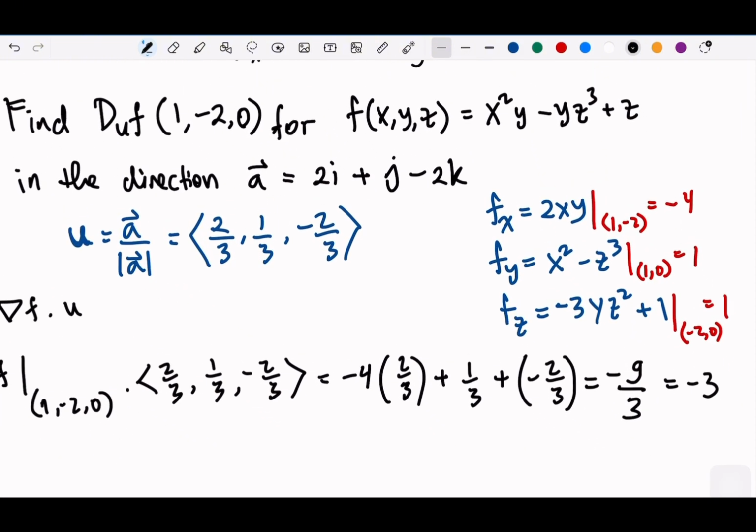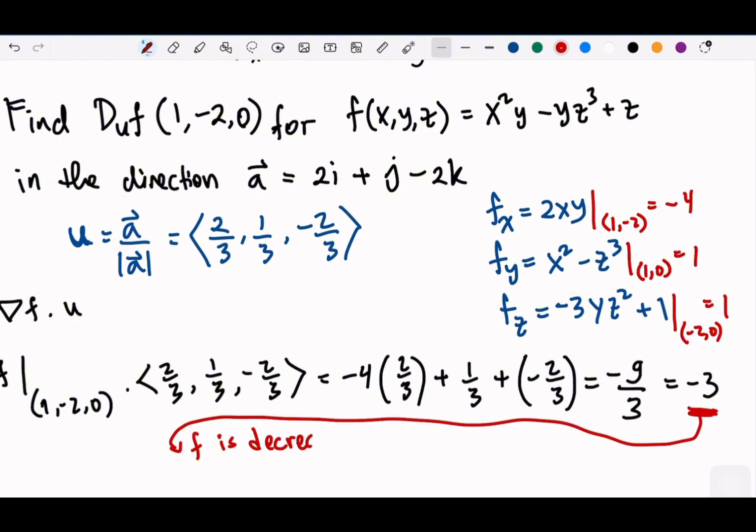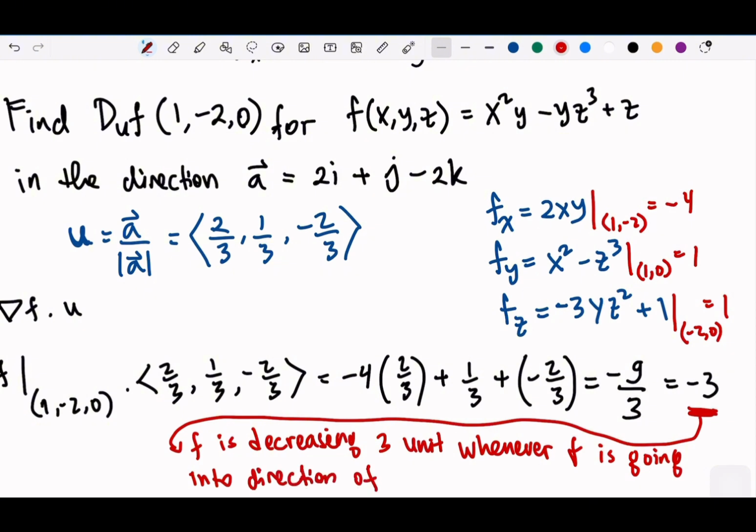What does this negative 3 mean in terms of what we have in directional derivative? So this negative 3 means, let me write here, f is decreasing 3 units whenever f is going into the direction of vector A.